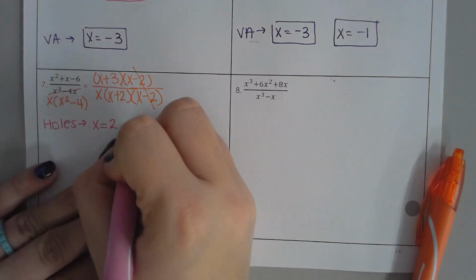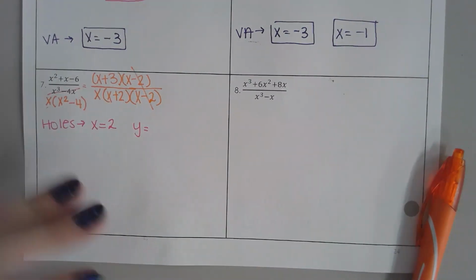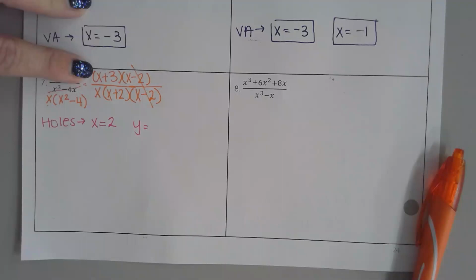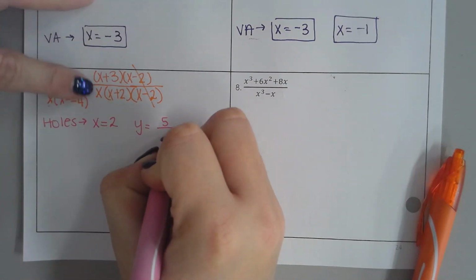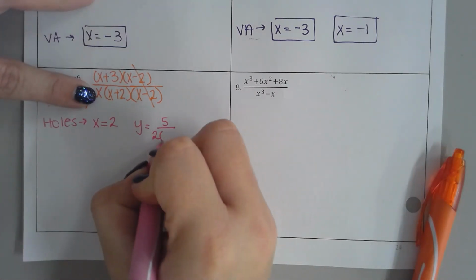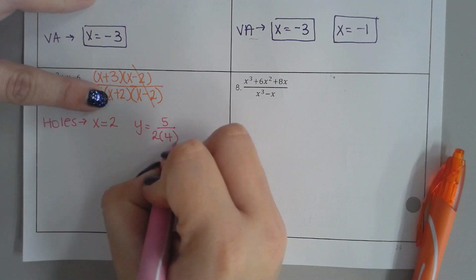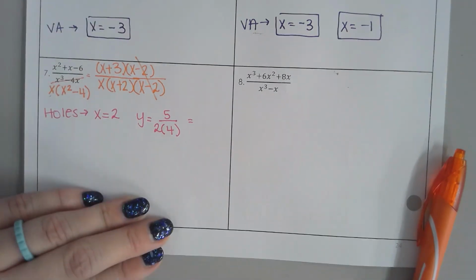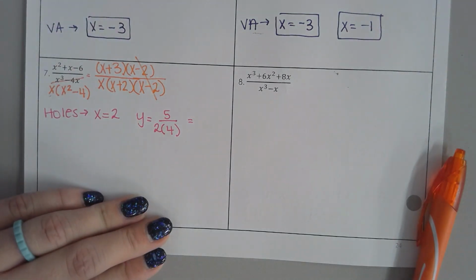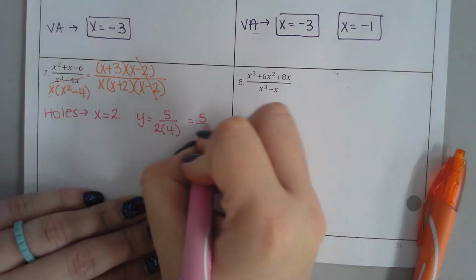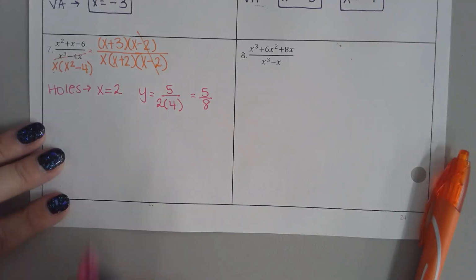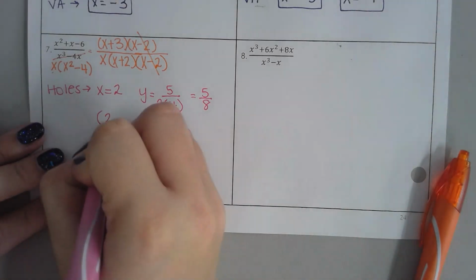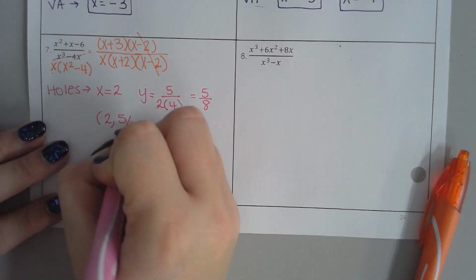And then for the y value, I have to plug that 2 back in. 2 plus 3 is 5. And then I have a 2. And a 2 plus 2 is 4. So my y value would be 5/8. So I have a hole at the point (2, 5/8).